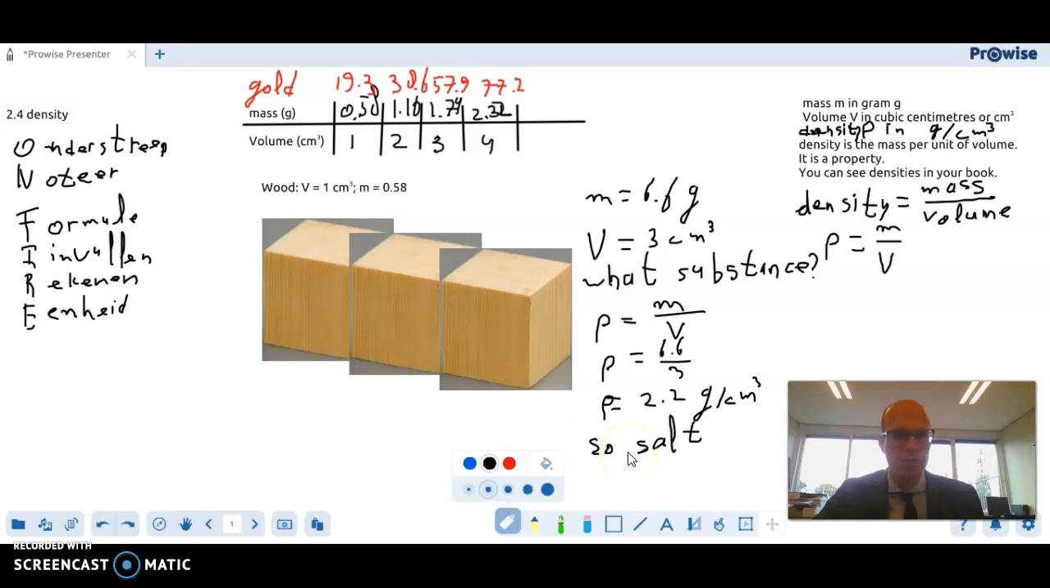Okay, I want you to practice this, and so I'm going to give you a few numbers for you to do. So we have a small piece, and that piece apparently has a volume of 2.5 cubic centimeters, and we measure the mass, and the mass is 26.5 grams, and I want you to figure out what it is, what kind of substance that is.